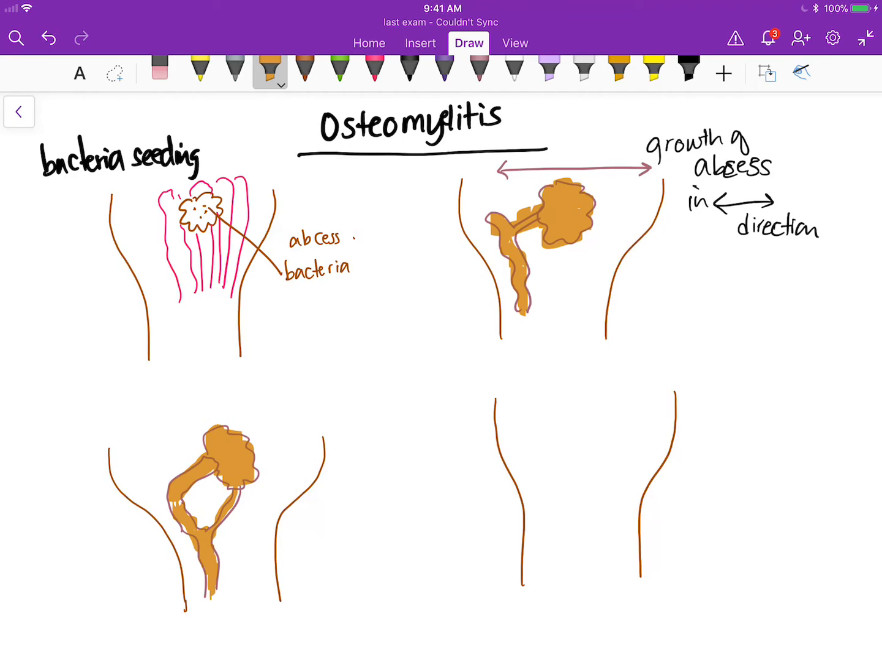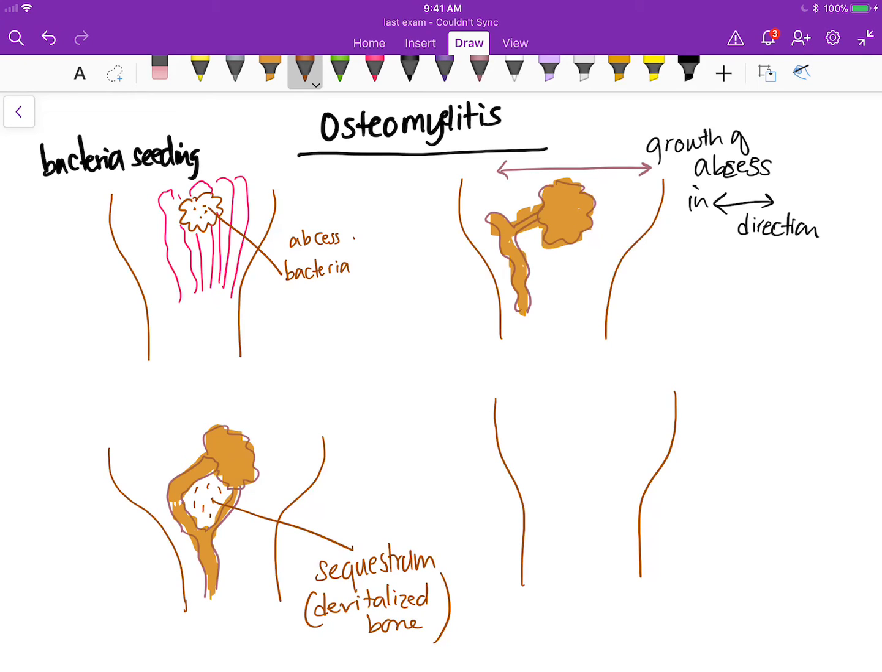So now as the abscess grows bigger and bigger, you have some dying cells here, and it encapsulates that. So this is why it's called a sequestrum. So this is called a sequestrum, which is basically devitalized cells, devitalized bone.